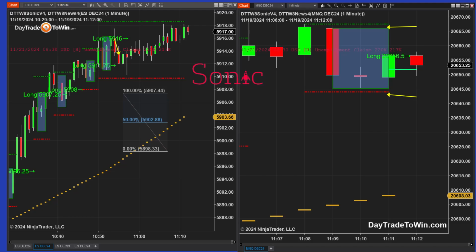It has to be black and white as a trader. We know what the target is. We know what the stop is.